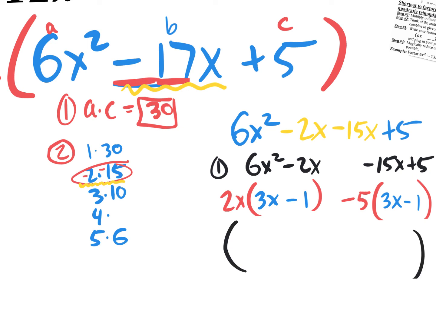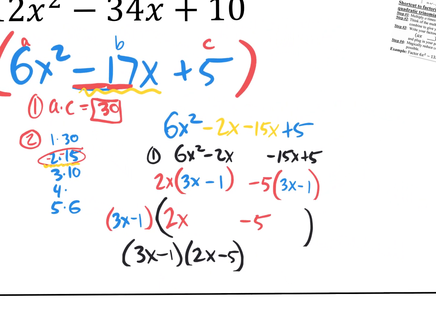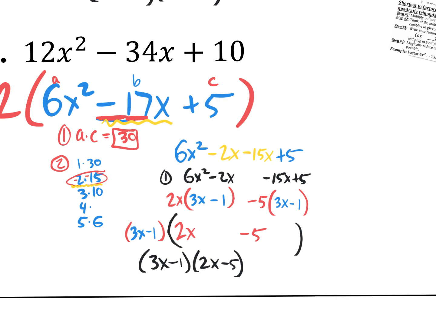We do some exaggerated parentheses. We pull out that binomial of 3x minus 1. What's left over on the inside? 2x minus 5. And there's our factored form, 3x minus 1 with correct size parentheses, 2x minus 5. Voila. I hope you're not scared. I hope you understand this.